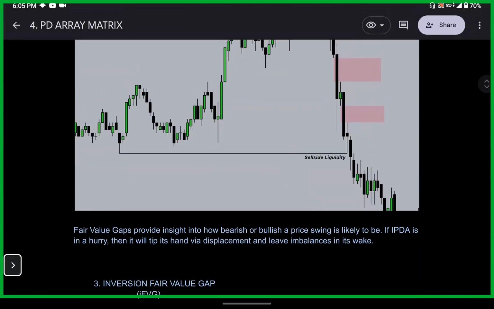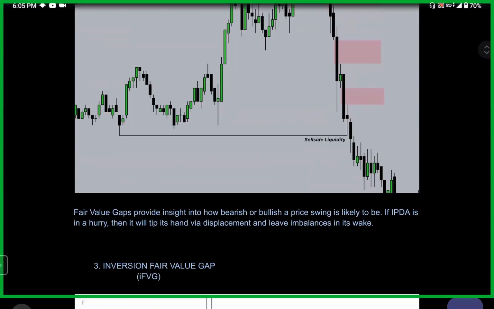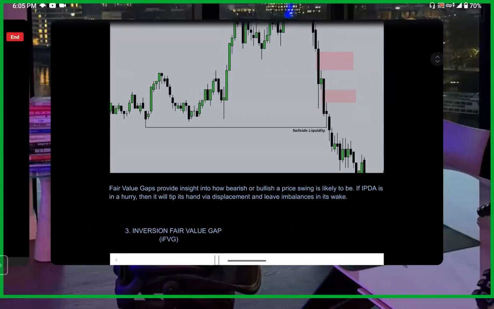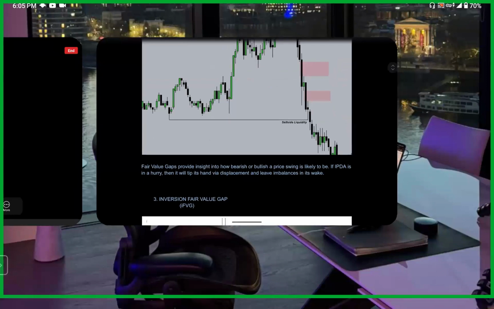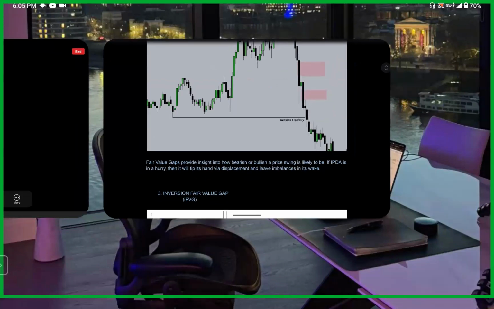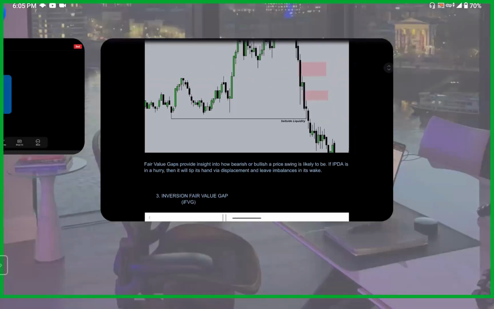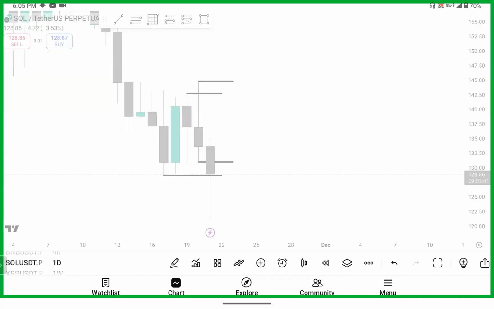So let's go to chart and I give you an illustration of what fair value gaps are. Just be patient with my network. So let's see. I'm just clearing this off so that I can show you how fair value gaps are.